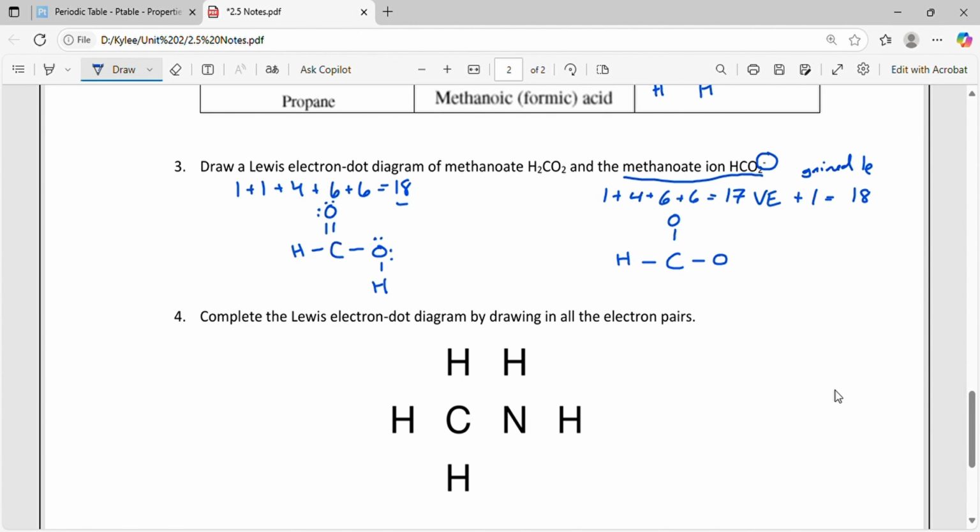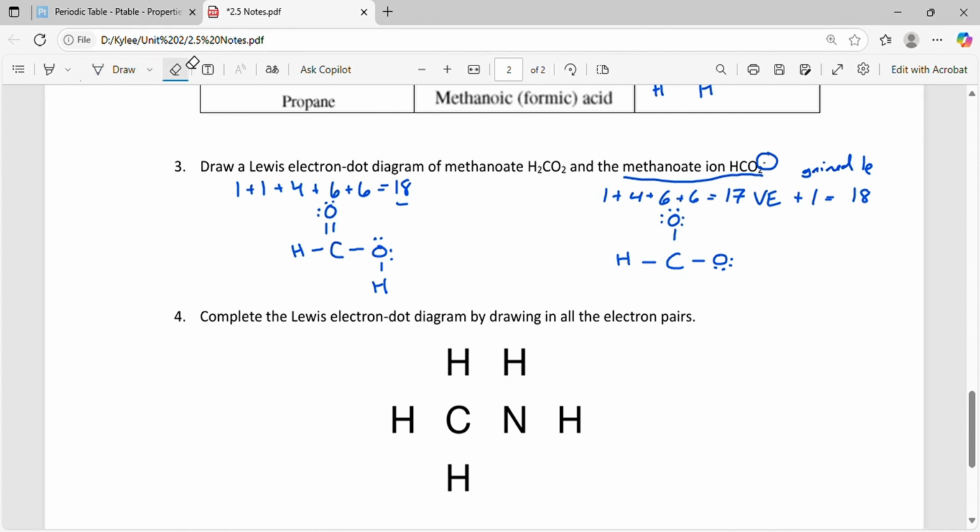So I have connected everyone, 2, 4, 6. So here is 8, 10, 12, 14, 16, 18. I've used all my 18 electrons. Carbon does not have an octet, so I need to take one of those and create a double bond. I'm going to take 2 electrons in and create a double bond there in the middle.